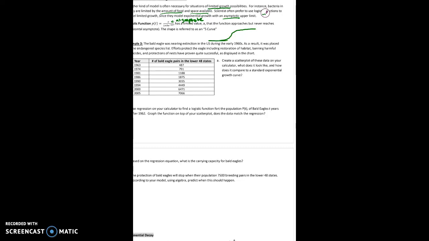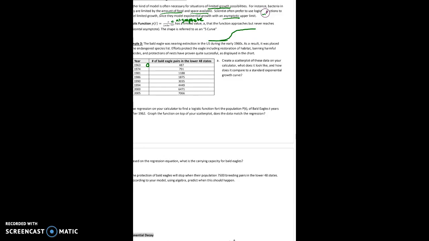So in example 3, it says, the bald eagle was nearing extinction in the early 1960s. As a result, it was placed on the endangered species list. Efforts to protect the eagle, including restoration of habitat, banning harmful pesticides, and protections of nests, have proven quite successful, as displayed in the chart. It says, create a scatter plot of these data on your calculator. What does it look like, and how does it compare to the standard exponential growth curve? Okay, so we never ever want to use 1963. If they don't tell us where to start, we're going to just start with this being 0.